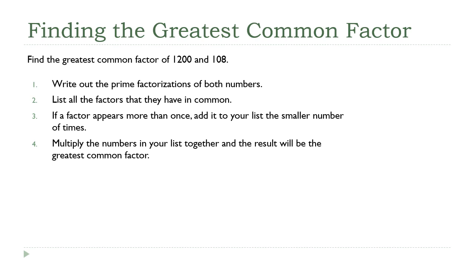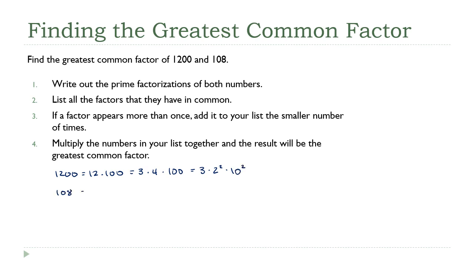So step number one is to write out the prime factorizations of the numbers. So 1200 is equal to 12 times 100. So that 12 is 3 times 4 times 100. So that's 3 times 2 squared times 10 squared. Right, there's the first one.